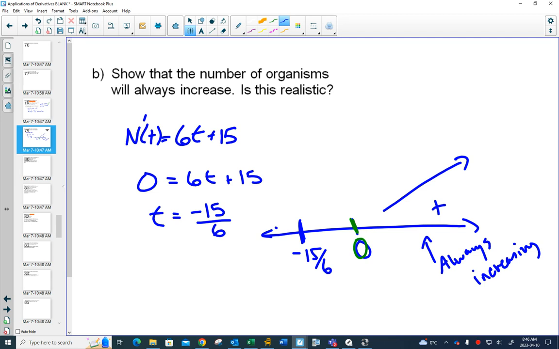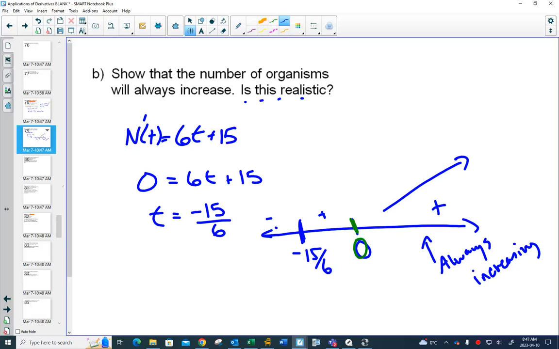You don't have to plug in, even though you know this would be plus as well. You don't have to plug anything into that part, because all of those things are not part of the situation, because they go back in time. So from time 0, this thing is always increasing, which then makes us think about our model.